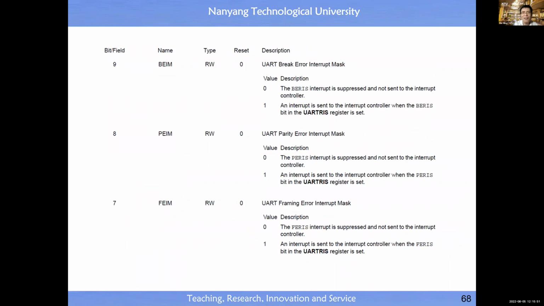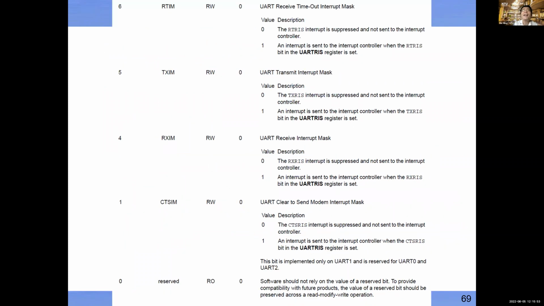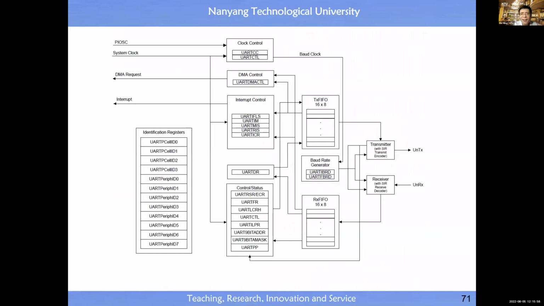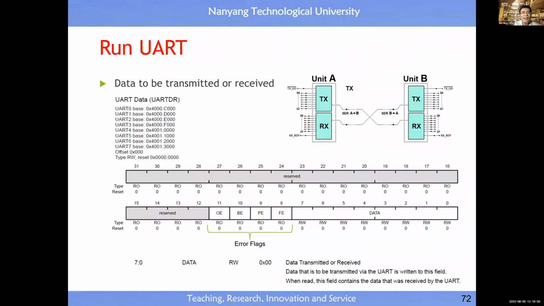So to mask out means don't let the signal reach the CPU. That's it. Then after that, you run the serial communication. For the serial communication transmitter, you just send the data. Where to send the data is here in this special room.